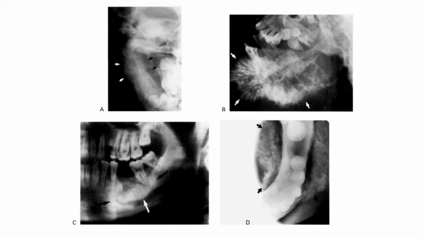Variable internal radiopacity with obliteration of normal trabecular pattern. There's also distortion of the alveolar ridge present. We can see the distortion on the X-ray under letter D.